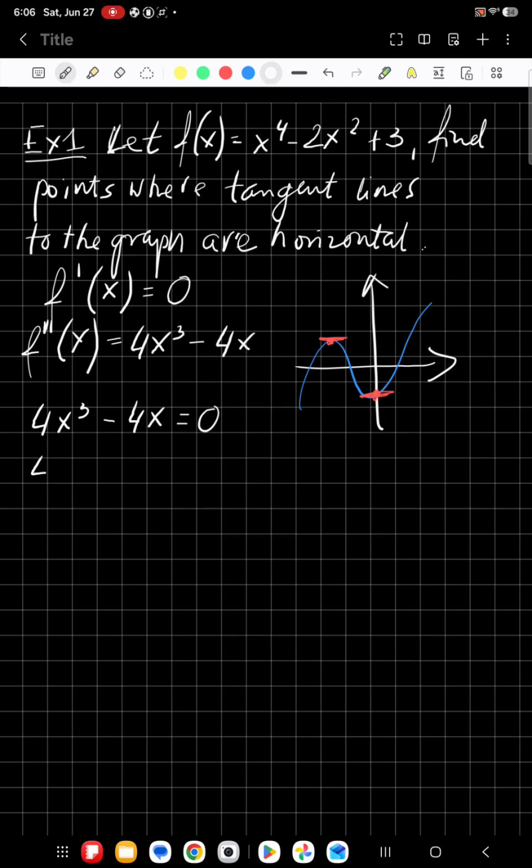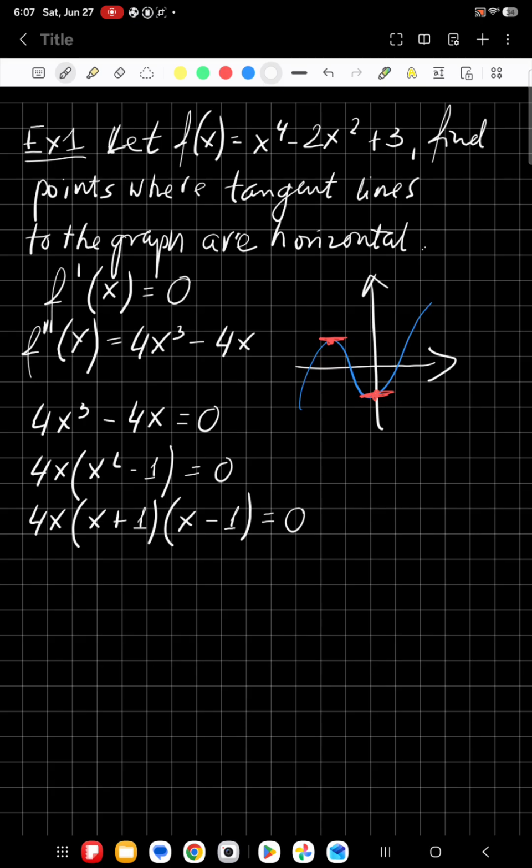Okay, so factor out 4x. So we have x squared minus 1 equals 0. So now we just need to solve it for x. So factor that x squared minus 1: x plus 1, x minus 1 equals 0. Okay, so it looks like we have three zeros and 3 solutions, 3 x's.